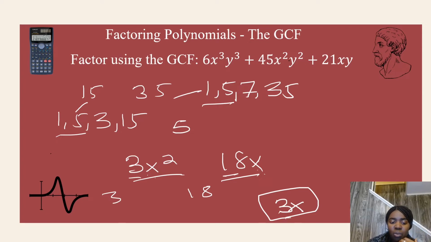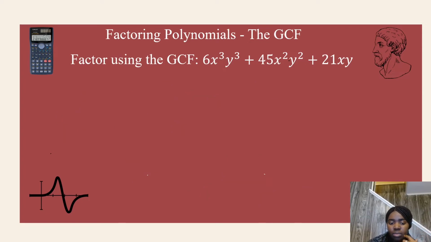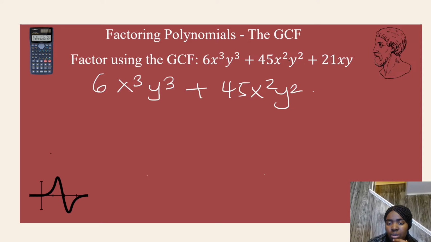All right, so why don't we go into the example that we have? For our example, we have 6x cubed y cubed plus 45x squared y squared plus 21xy. Let's figure out what our GCF is going to be. Looking at my x's and my y's, I'm starting with that because it looks super easy. It's going to be xy. Why? Because xy is the biggest possible factor for all of these.